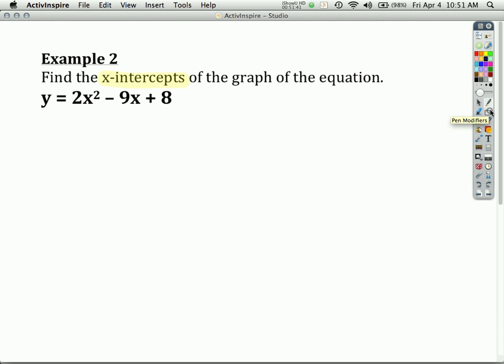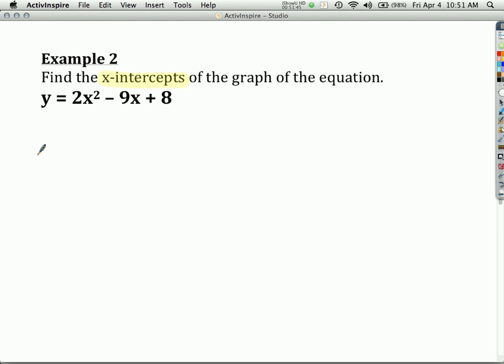The only difference is that there's a y here. So it's very simple. We replace the y with a 0 because x-intercepts are found when you put a 0 in place of y. You learned that a long time ago in chapter 4 where it says graphing using intercepts. To find x-intercepts, you make y equal to 0. So this is what we end up with.